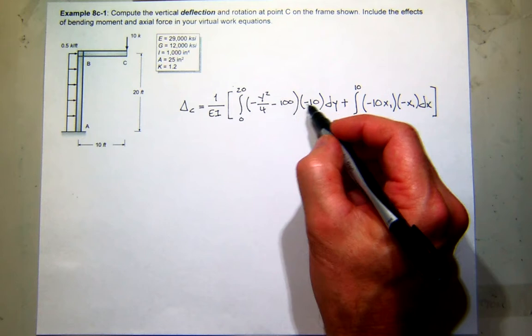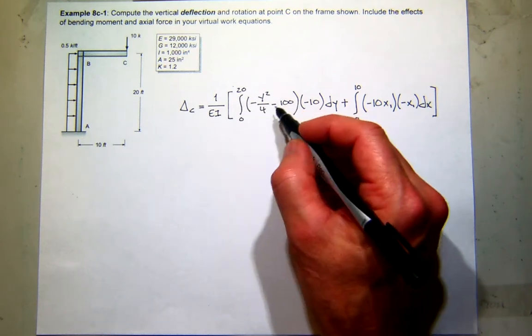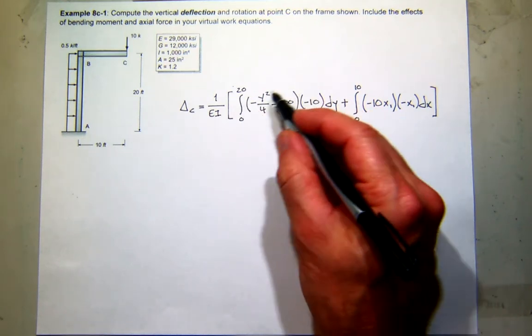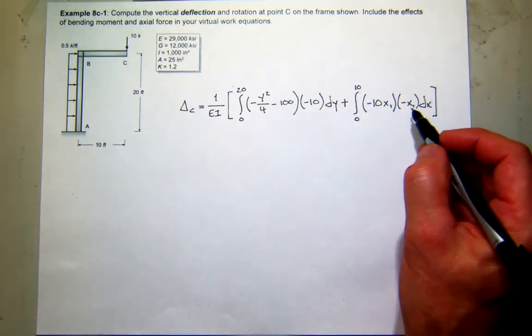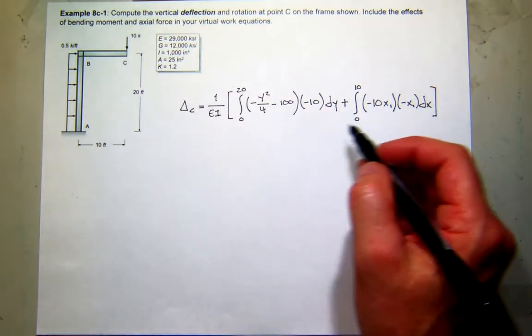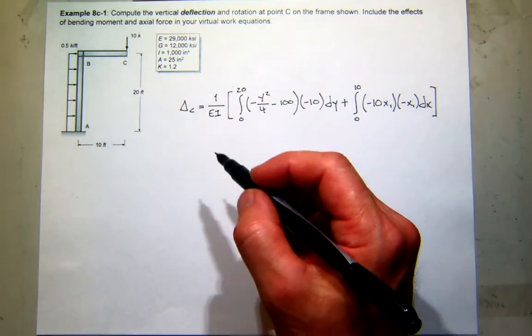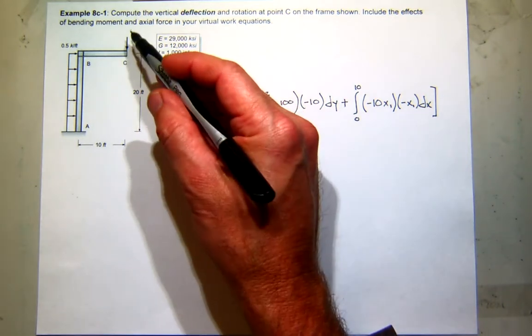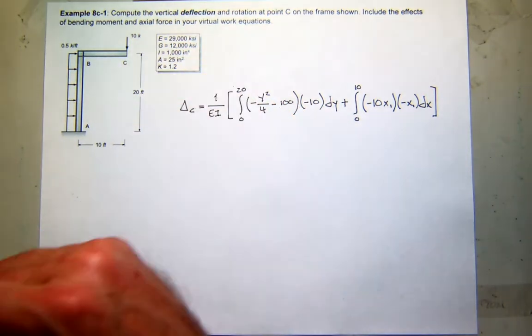You can see that this negative would make all these things positive, so this whole term is going to be positive. And these two cancel too. So my result from bending will be a positive result, which means, remember, we assumed that our virtual load was down, so it is going down.